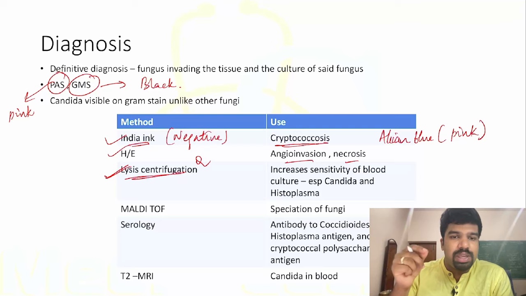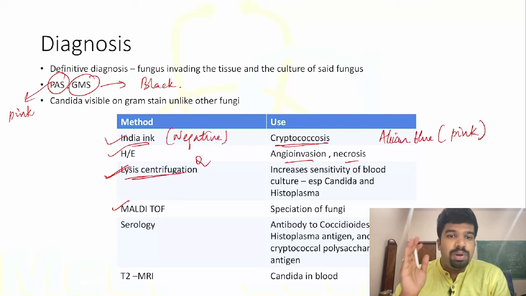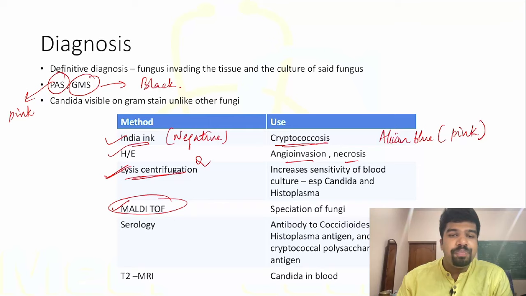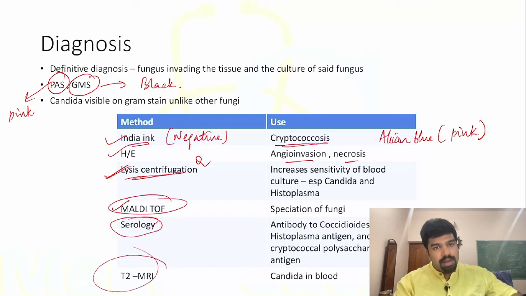MALDI-TOF, as you know, is a newer diagnostic modality. It's not new, but it's new to us in learning. It's a method to demonstrate speciation of fungi. The concept of MALDI-TOF will be discussed in general principles in infection. Serology, antibody to coccidioides, histoplasma antigen, cryptococcal polysaccharide antigen are all demonstrated by serology. And one of the most important roles of an MRI, please note, is presence of candida in blood. So candida in blood can be detected by MRI. Okay, that's a very important finding that you need to understand.